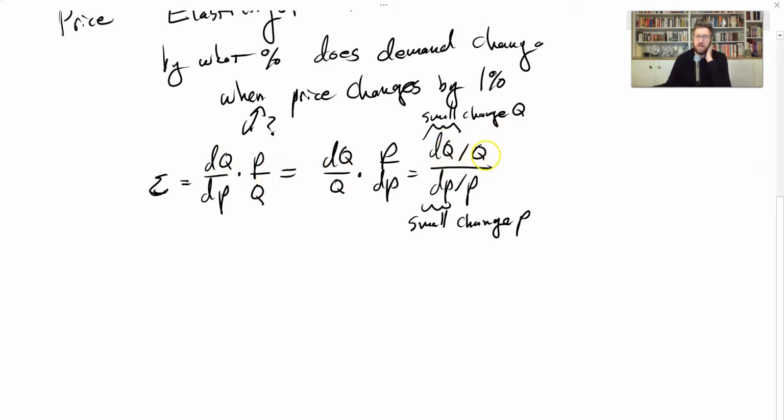Now, a small change divided by the whole thing is actually about equivalent to a percent change. And the best way to see it is with an example. If I raise the price of something by $1 and it normally costs $100, that's like a 1% change in the price. If I increase the quantity of something that's normally 100 units by 5 units, that's like a 5% increase in the quantity. So we're basically saying a percent change in Q, divided by a percent change in P, more or less.